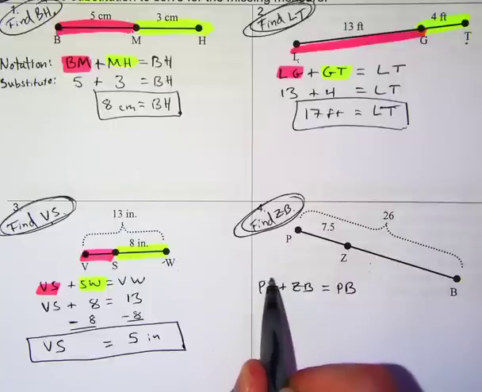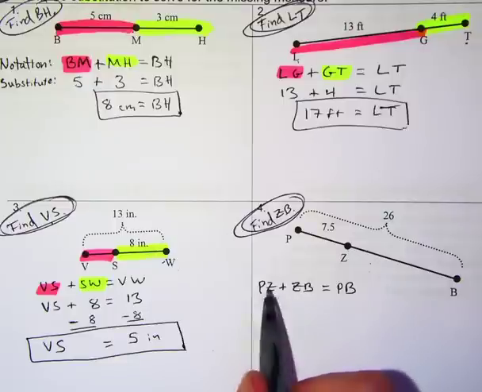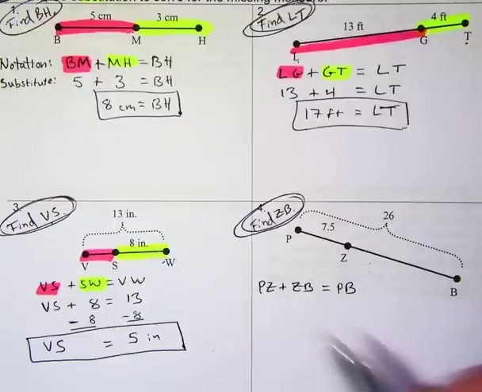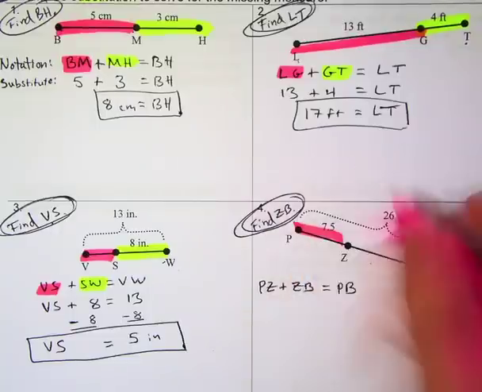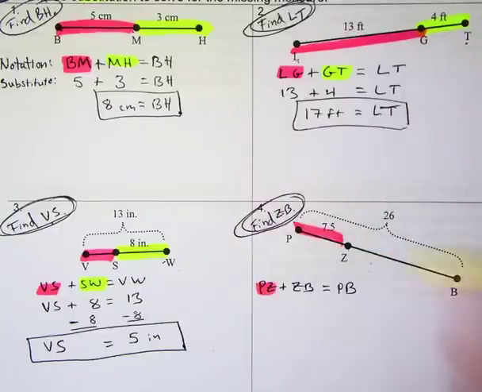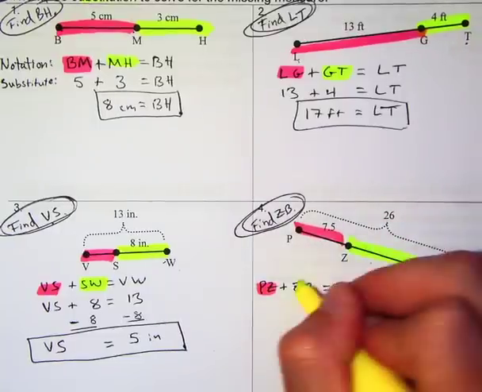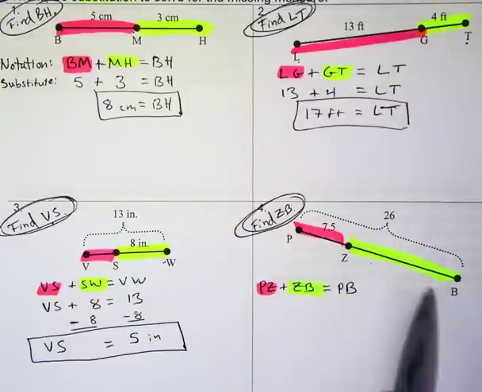If I put a bar, I would say segment PZ. That's not what I'm naming. I don't want to name things or notate them now. I want to talk about how long they are. That's why there's no bar. So this segment here plus this segment here is equal to the full segment.